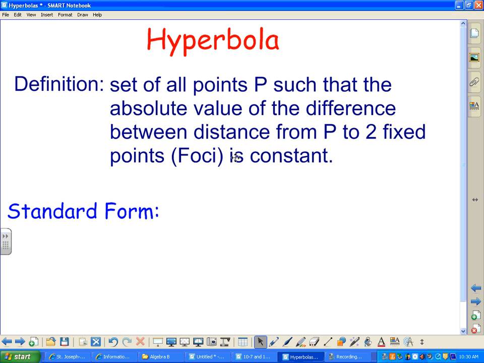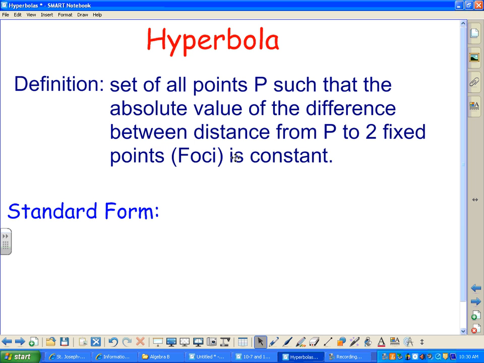Now this one is not nearly as easy to demonstrate as the other one. I'm just going to leave it at that. I just wanted you to see that it's still a set of all points. You're just doing a difference this time instead of a sum. Okay? Its standard form is actually very similar to the standard form of an ellipse. But do you remember when we talked about hyperbolas way back at the very beginning? What was the key idea in determining whether or not one of those equations was a hyperbola? The a squared and the b squared, or the a and the b in the general form, had to be different signs, right? So it was subtraction.